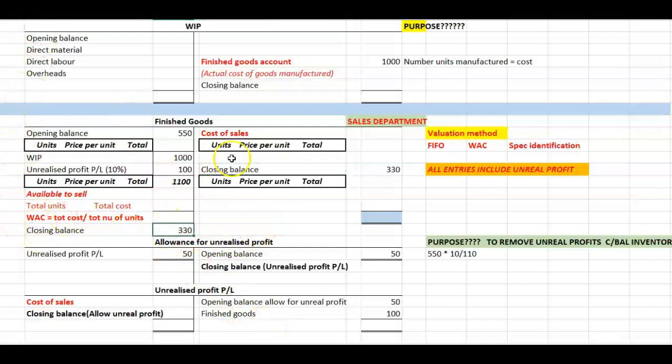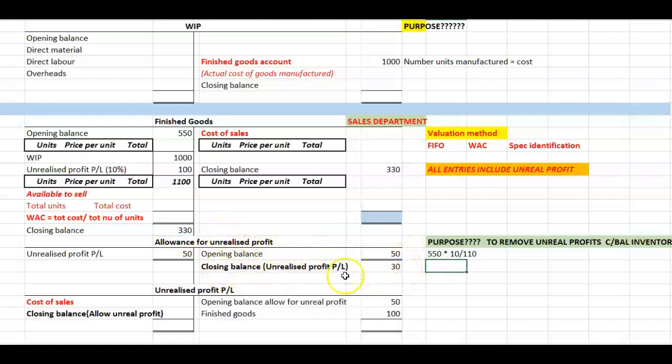Do you agree? Closing balance, finished goods is an asset, it will have a debit balance. So we cannot show 330 as the value of finished goods. So if we take the 330, we multiply that by 10 divided by 110, that gives us then a final figure at the end of the year of 30. So the actual value of closing inventory finished goods is going to be the 330 less the 30, which gives us 300.